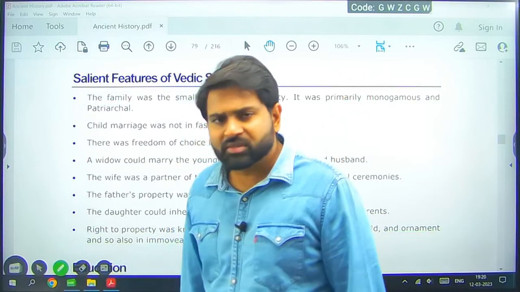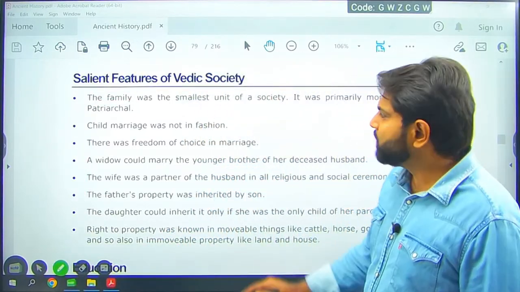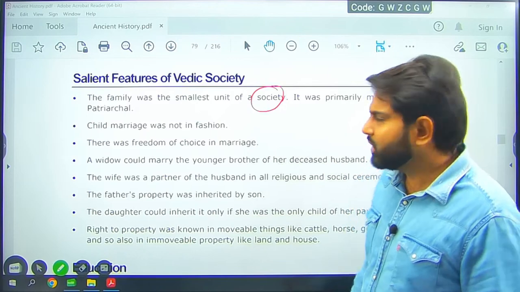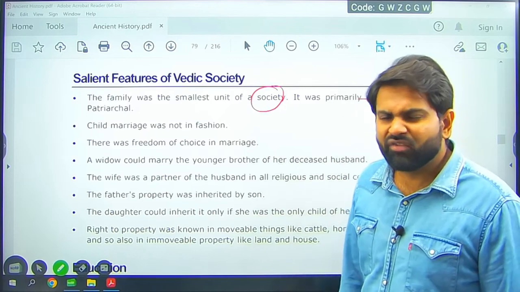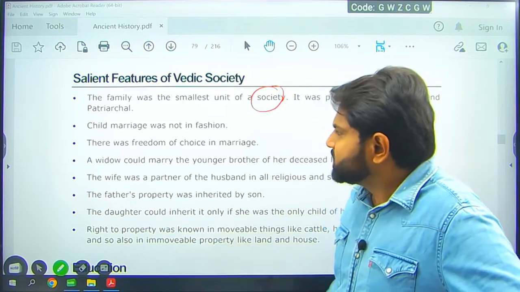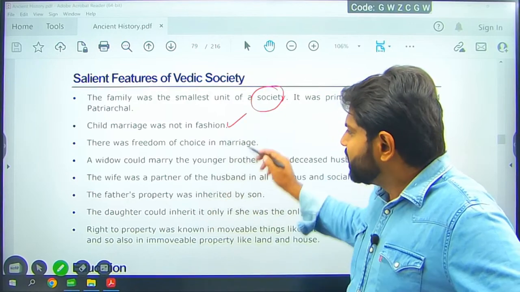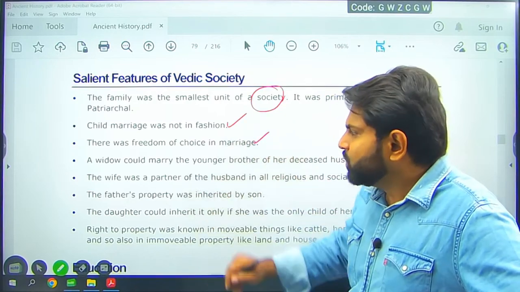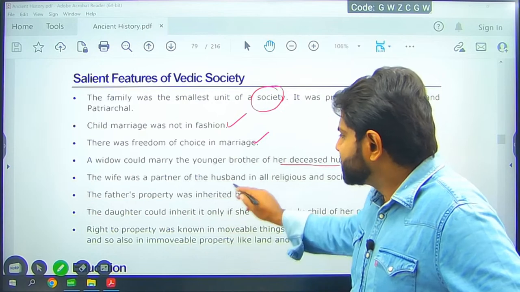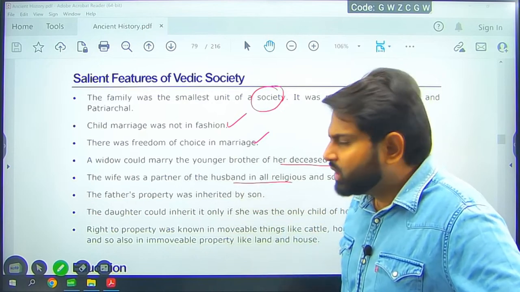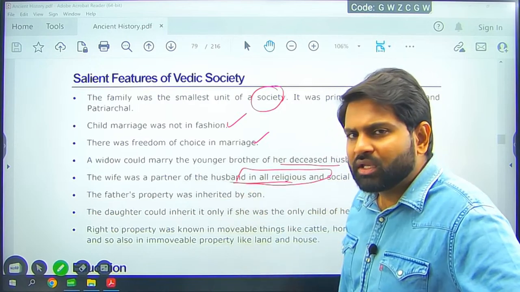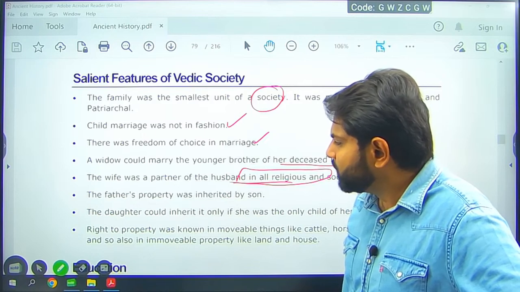If you look at the features of this society, the family was the smallest unit of the society, right? It was primarily monogamous and patriarchal. One is monogamous, the second is patriarchal. Even now, strong patriarchal features are there in India because of that genetic memory. Child marriage was not in fashion. There was freedom of choice in marriage. A widow could marry the younger brother of her deceased husband. The wife was a partner of the husband in all religious and social ceremonies, which means she was given an equal position in sacrifices and social and public processions.